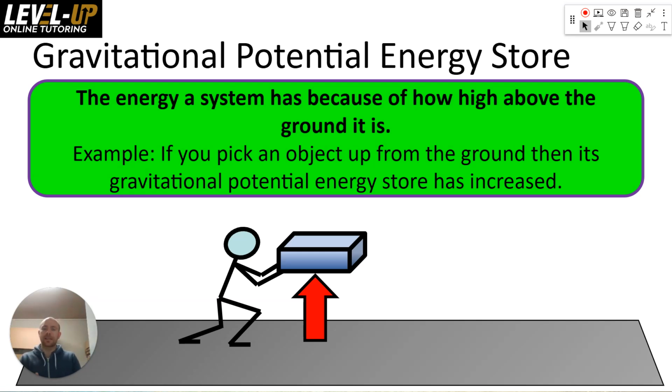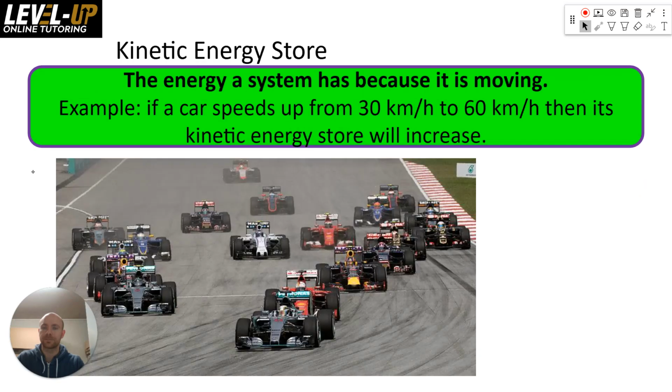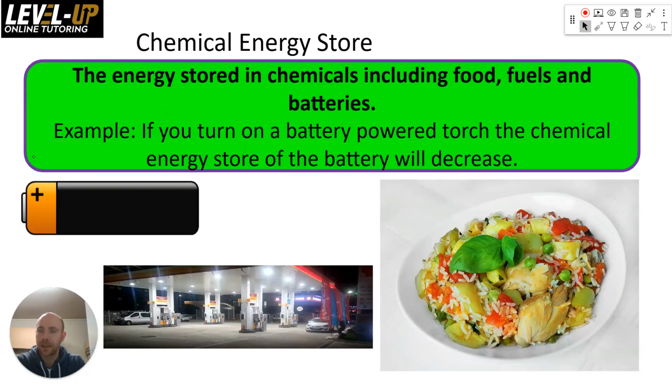So as I say, if you increase the height of these objects, you will increase the gravitational potential energy. Kinetic energy is what you might have heard of in Key Stage 3 as movement energy. And so things that go faster have greater kinetic energy, and things that are more massive have greater kinetic energy.